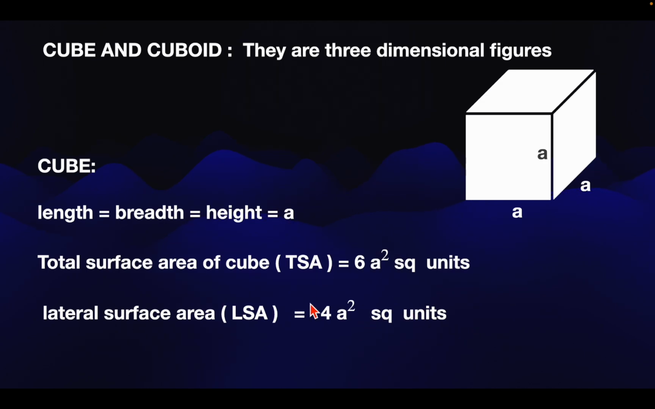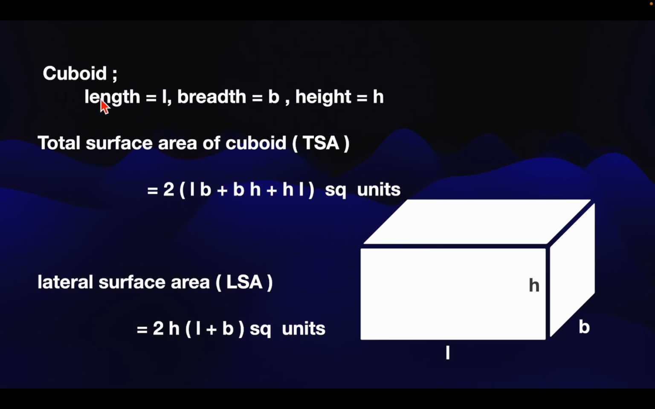So this formula is for a cube only, where the length, breadth and the height will be equal. Only then it is a cube and we can apply this formula. TSA is equal to 6a square, LSA is equal to 4a square. In a cuboid, the length, breadth and height will be different. This is how it will look. Can you see? Length, breadth and height are different.